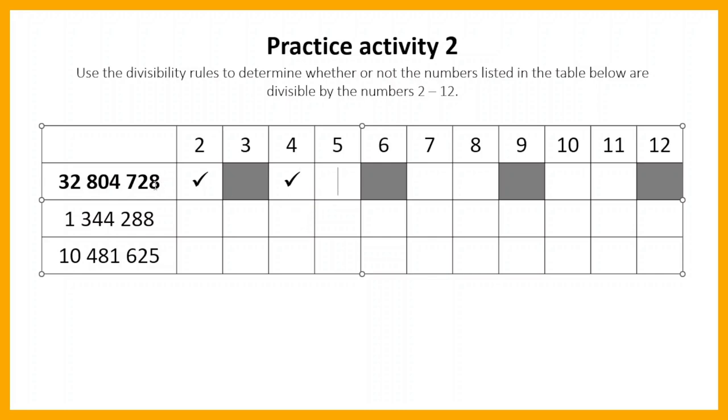Then 5, my rule is, if the last digit is a 5 or a 0, then it's a multiple of 5. In this case, it's not.